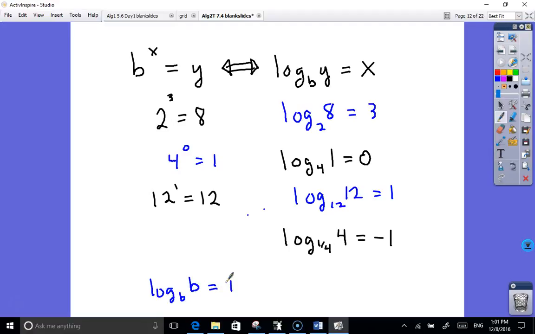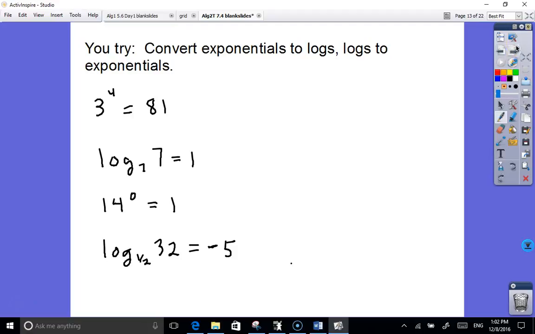Okay, how about this last one? Log base 1/4 of 4 equals -1. What's the base of the exponential? 1/4, right? And what is the exponent? Negative 1 equals 4. Which makes sense, right? We know when you raise to a negative exponent, that just flips it. So then you get 4 equals 4. Okay, so try to do these ones here.